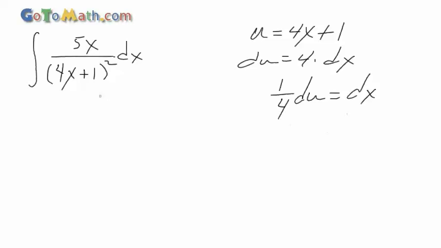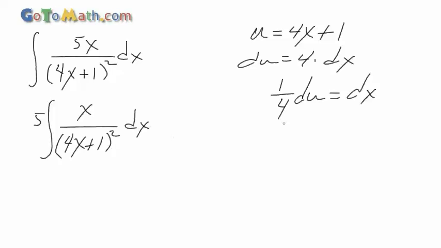All right. So we do like we normally do here. Solve for dx, or try to, and get your coefficients over to the left. I'm going to go ahead and pull this 5 out. Let's do that. We'll just rewrite this: 5 times x over (4x plus 1) squared dx. Alright, so we can replace our dx.